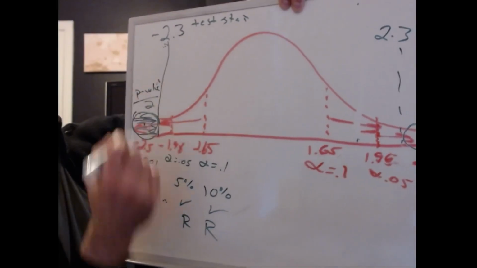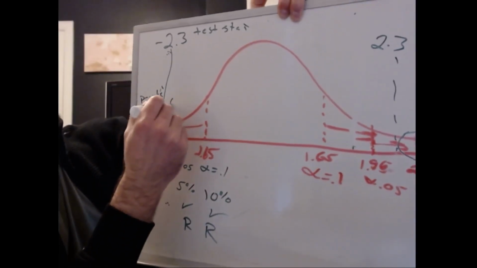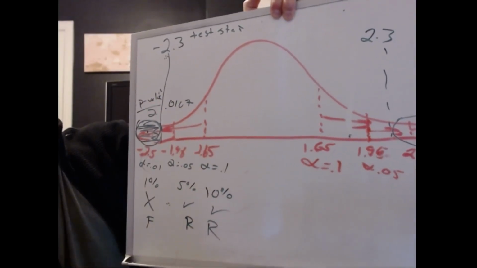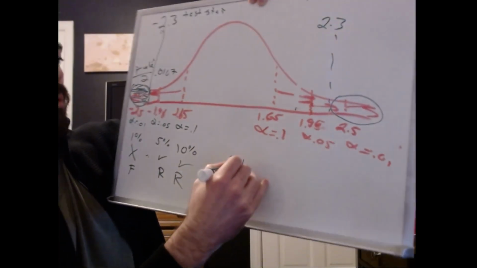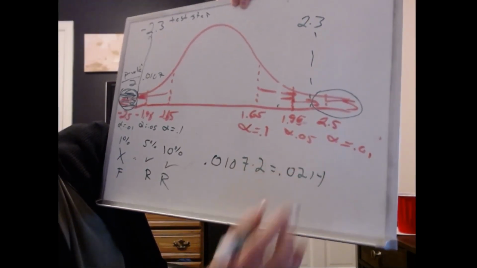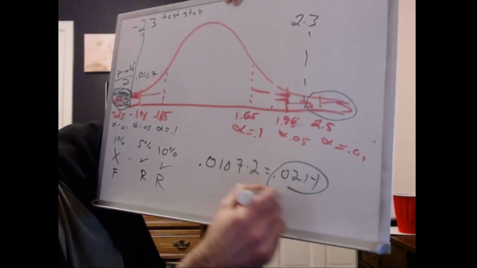So this area over here in the lower left tail, 0.0107. I said that's only half of it. We have to multiply it by 2. So 0.0107 times 2 is 0.0214. So this is our p-value.